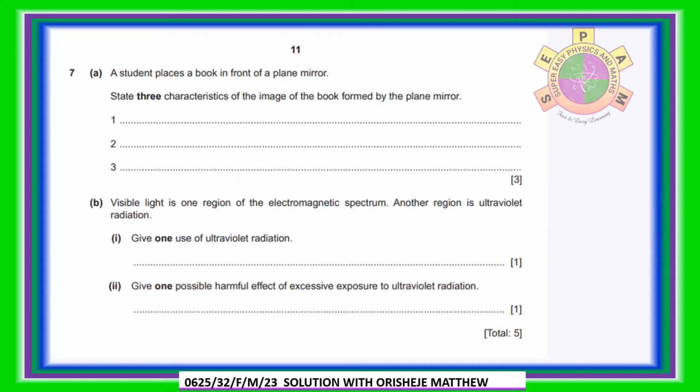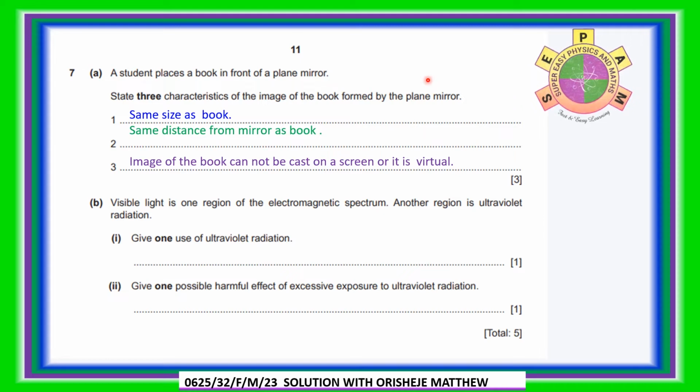Question 7. A student holds a book in front of a mirror. State 3 characteristics of the image of the book formed by the plane mirror. Number 1, the image is going to have the same size as the book. Then the distance of the book in front of the mirror is the same distance that the image is going to have behind the mirror, because object distance is equal to image distance. Then the image of the book cannot be cast on a screen because the image is a virtual image. So you have these 3 characteristics.